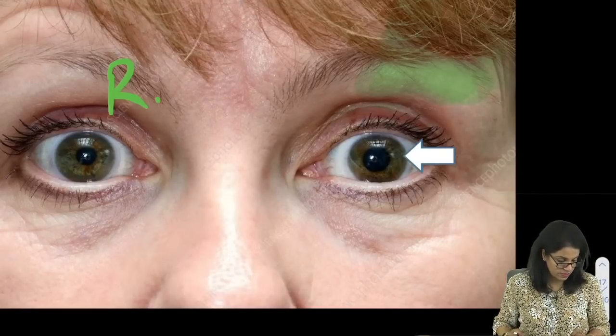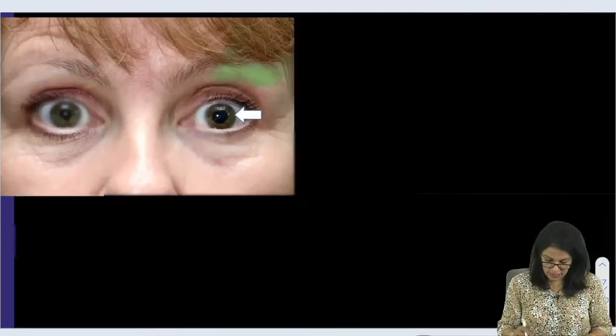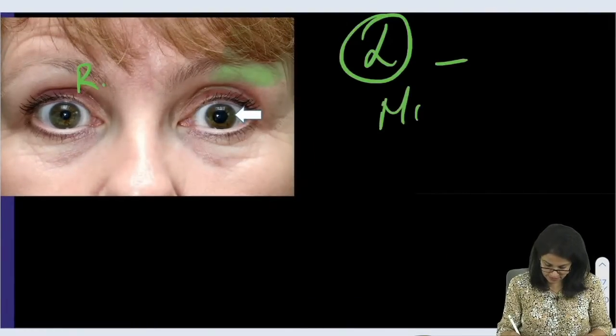Avinash, are you answering for this one? Yes, this is anisocoria. Which eye is mid dilated? Left eye. Can you see that? Left eye is mid dilated. What does that mean?